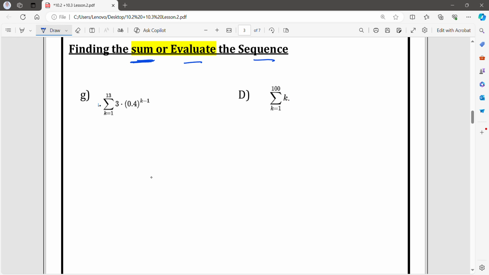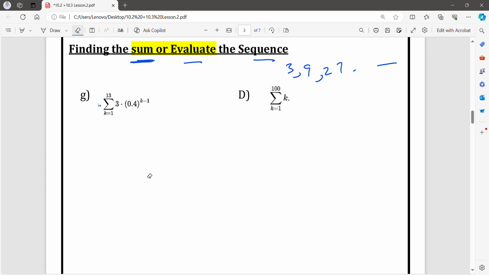Now here they will give you the sequence in two notations. The first one is as a sequence, as we did in the last video. Maybe the sequence will be given like 3, 9, 27, and so on. Or it can be given in sigma notation, like this. This is a sigma notation, and it means the sum of the sequence.